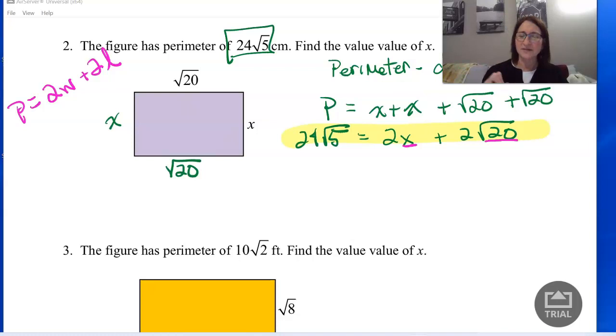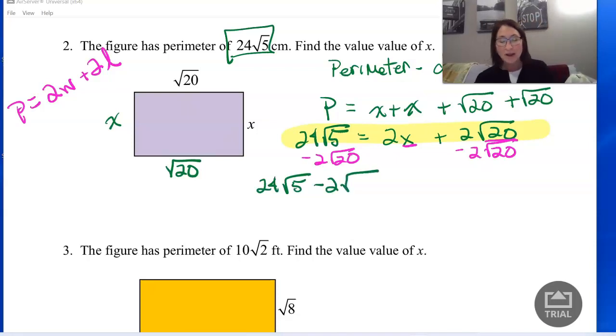All right. And so next, I'm just going to go ahead and solve for x. So to solve this problem, the first thing that I want to do is I'm going to subtract 2 root 20 from both sides. And so that leaves me with 24 root 5 minus, now I'm going to start simplifying a little bit. That 20 can be thought of as 4 times 5. Okay? And all of that's equal to 2x.